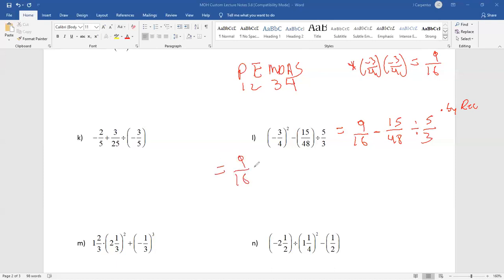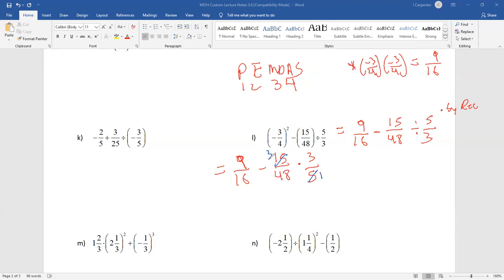So this is 9 over 16 minus 15 over 48 times 3 over 5. So now we got a multiplication and a subtraction. Multiplication still comes before the subtraction. So we are focusing on this, which we can reduce. We got 15 and 5. Those would reduce with each other. 5 will go into 15 3 times and into 5 once.